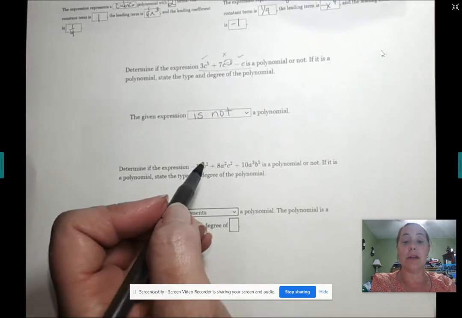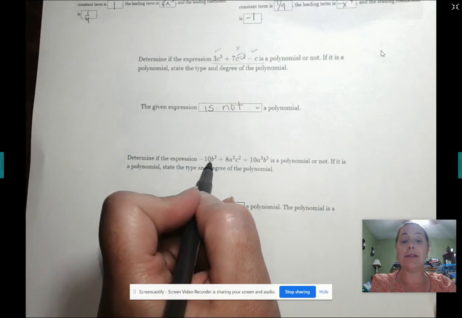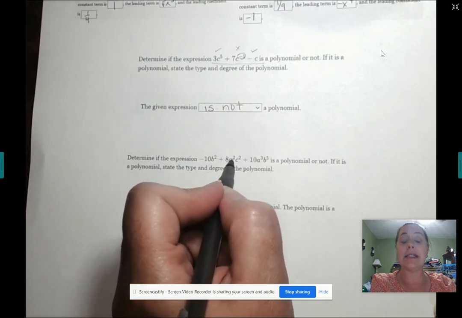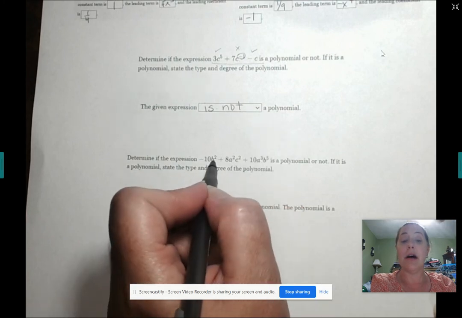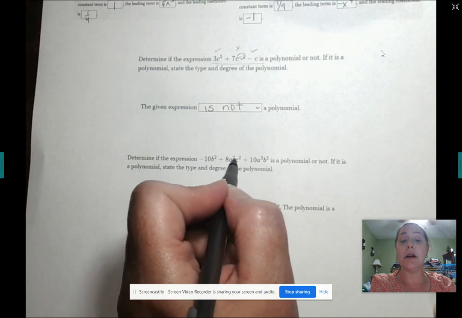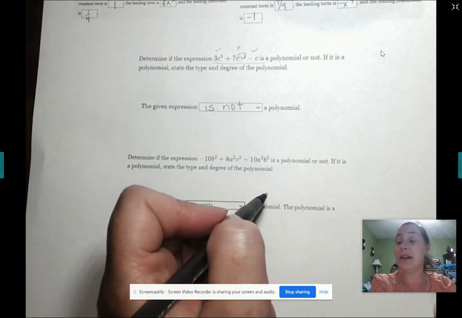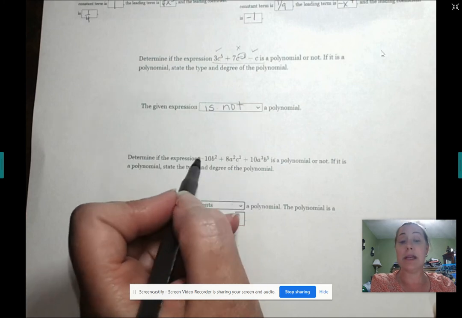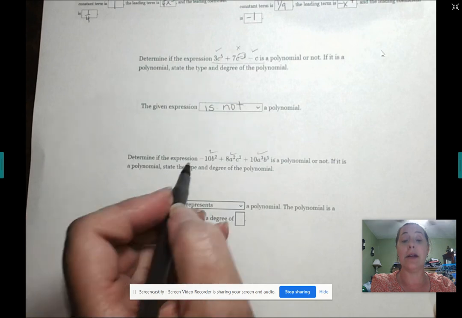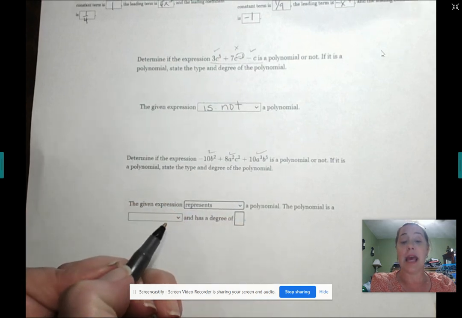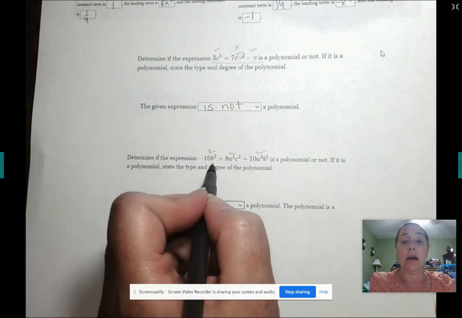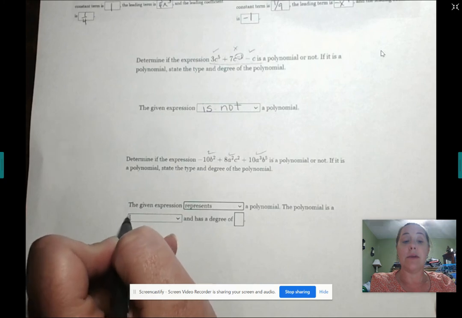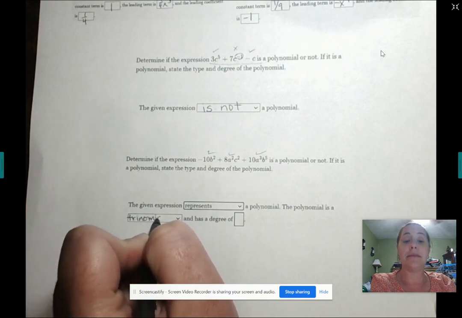Let's look at the opposite example here. Now here we have -10b squared plus 8a squared c squared plus 10a to the third b to the fifth. Is that a polynomial? All of the exponents are positive numbers, no negative exponents, no variable exponents, and no fraction exponents. So this meets all the criteria for a polynomial. So it is a polynomial, and it is a trinomial. It has 3 terms, and the degree.